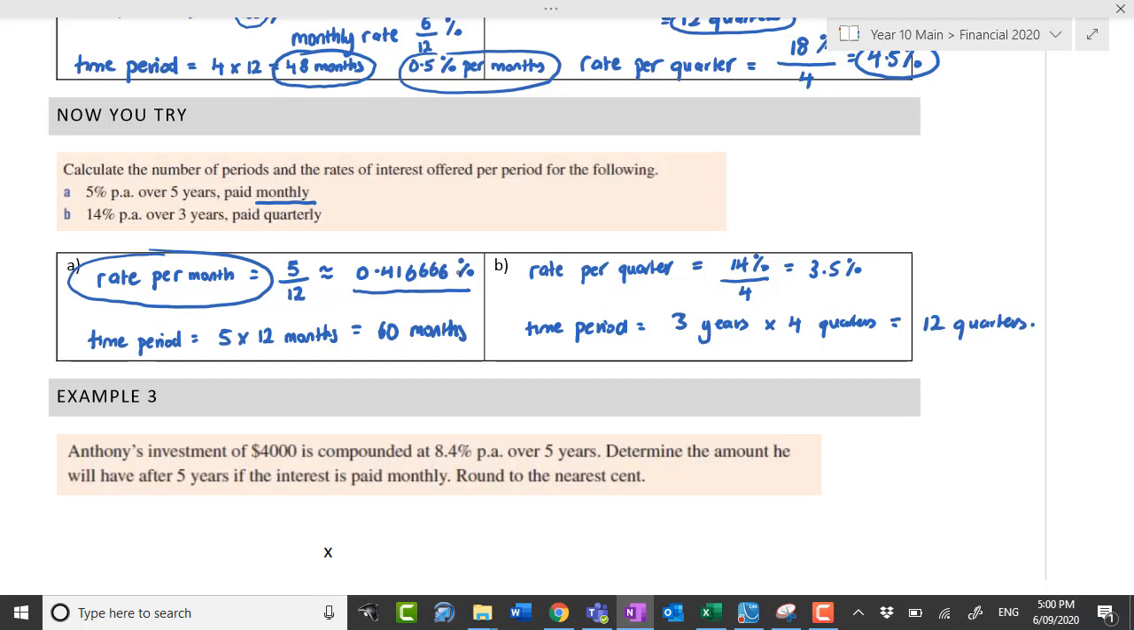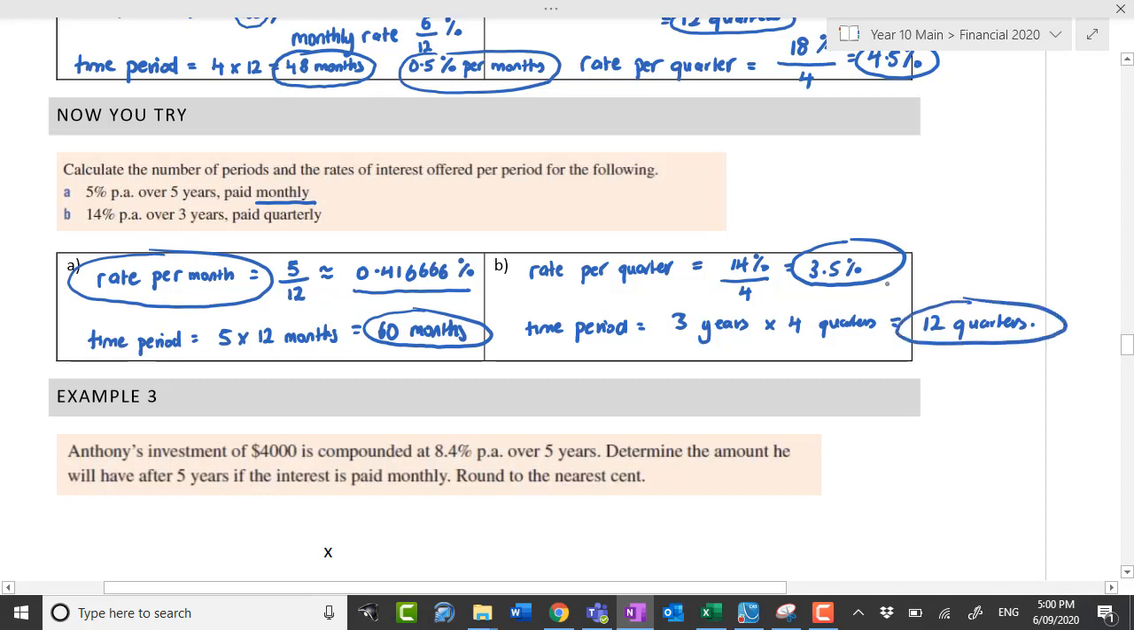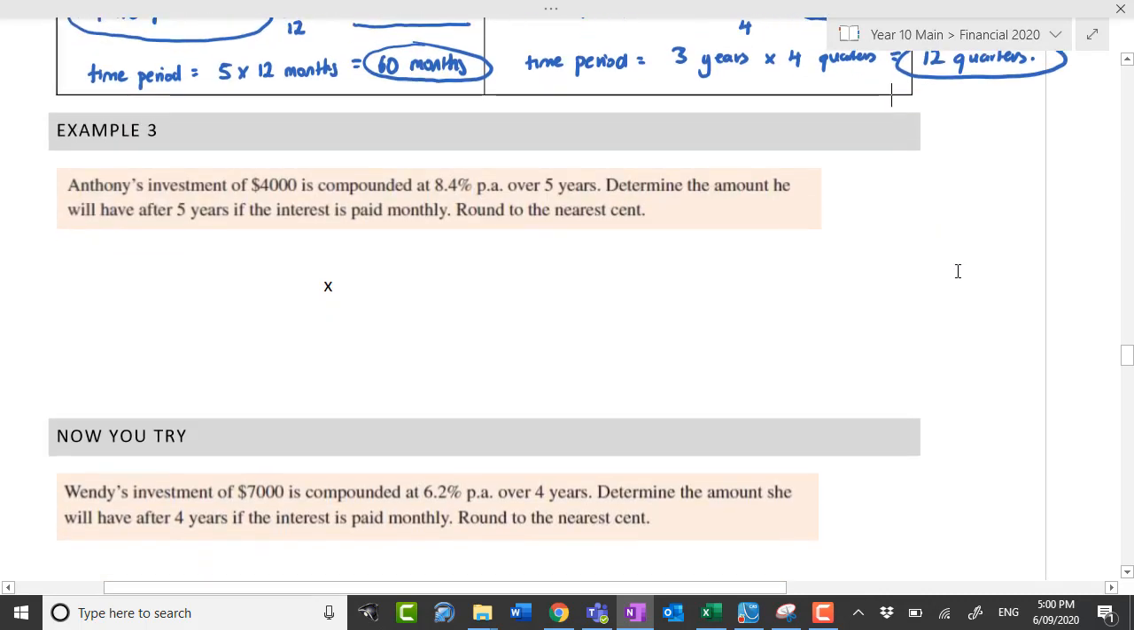All right, and finally, if we're looking at the rate per month, we want to find the time period in months, which is 60 months. Okay, 5 years times 12 months is 60 months. Rate per quarter, well, there's 4 quarters in a year, so we're going to bust that rate up to 3.5% per quarter. And the time period, well, we've got 3 years times 4 quarters is 12 quarters. So we have to get that rate and that time period to match up. That's probably the part that you need to really consider.